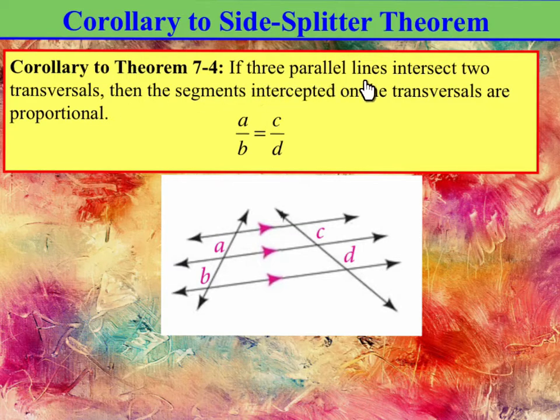This tells us that if 3 parallel lines intersect 2 transversals, so here's 1, 2, 3 parallel lines, and they're cut by 2 transversals, then the segments intercepted on the transversals are proportional. So A over B is the same thing as C over D. These sides become proportional to each other. So the side splitter theorem, the actual theorem, applied to triangles, and now we're looking at some parallel lines cut by transversals, and realize we also have angle pairs within here. So we can apply this to a few different problems. Let's see a few examples that we could apply this corollary to.